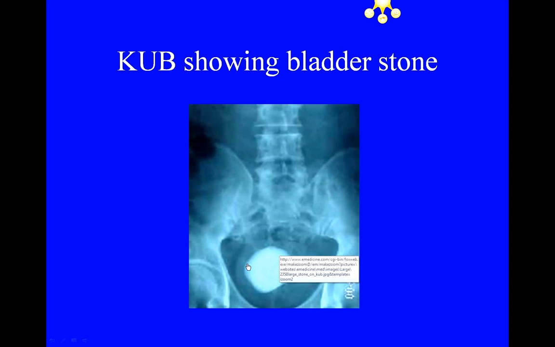A KUB could show us a bladder stone. Could you imagine having a stone that large in your bladder? And this person would actually feel that move. They might notice, if you have a big enough kidney stone or bladder stone, that when you move, when you lay on your side or on your back, you could actually feel that thing kind of roll around in you.